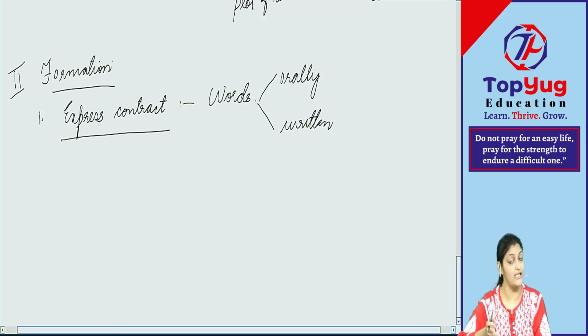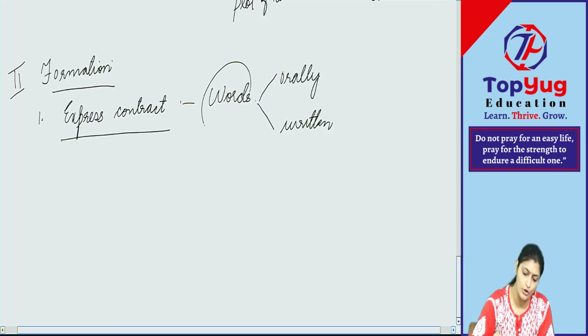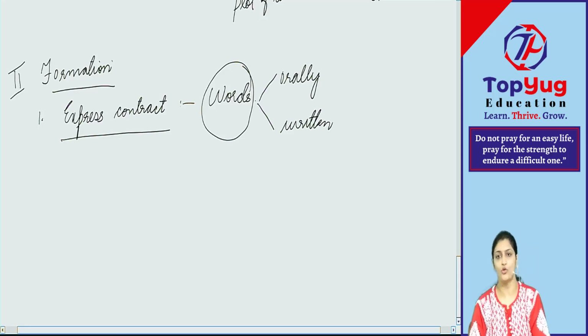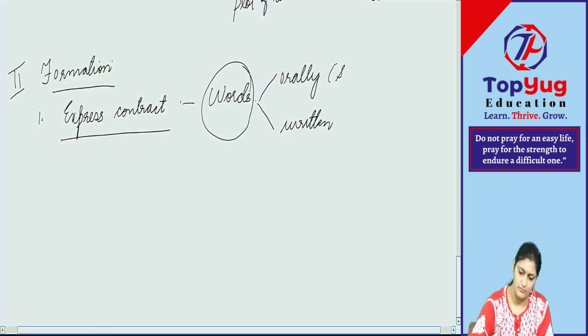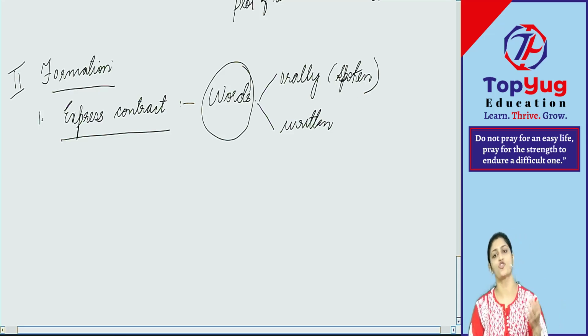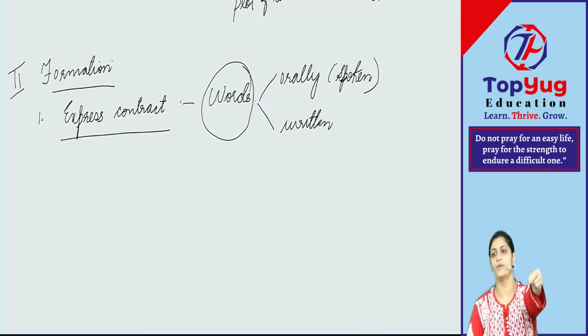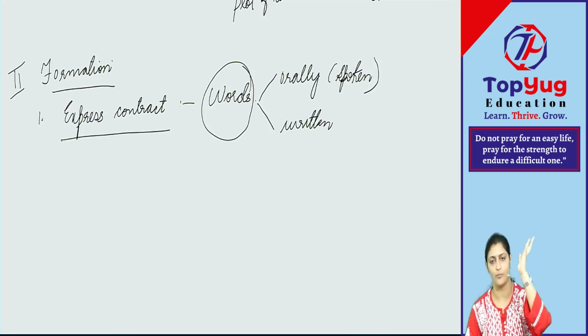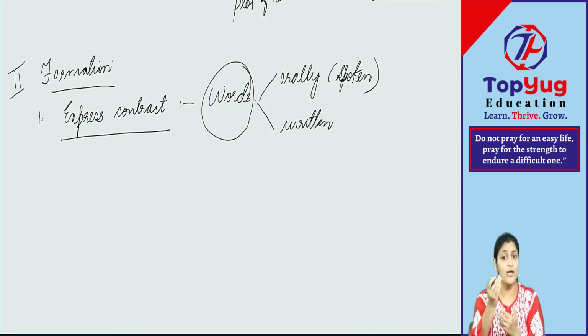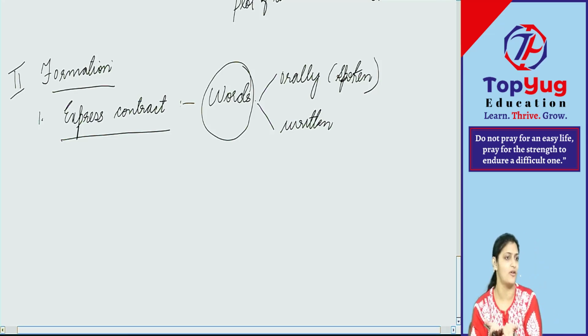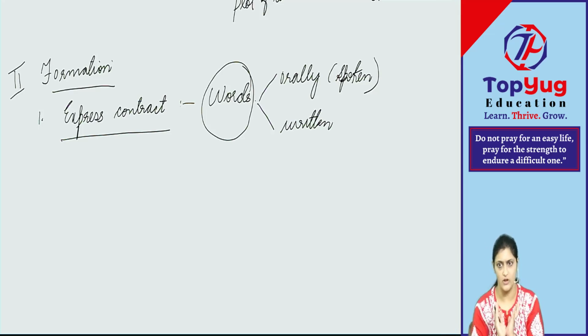In both the cases, what are you doing? You are making use of some words. Those types of contracts are known as express contracts. Spoken words or written words. You go to a shop, you want to buy a Maggie packet, you go to the shopkeeper and you say, give me one Maggie packet, take this money, 10 rupees, 15 rupees, whatever it is. Those types of contracts are express contracts. You are orally entering into the contract. You're using words in the contract.